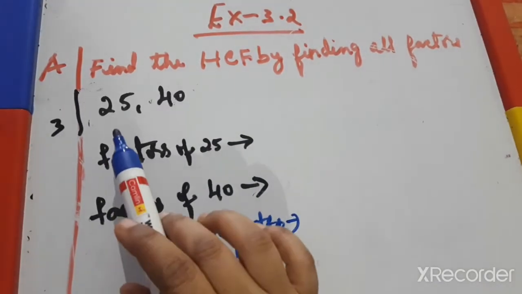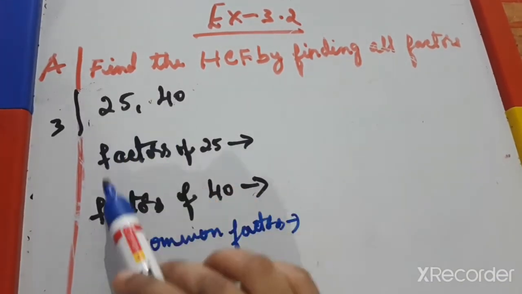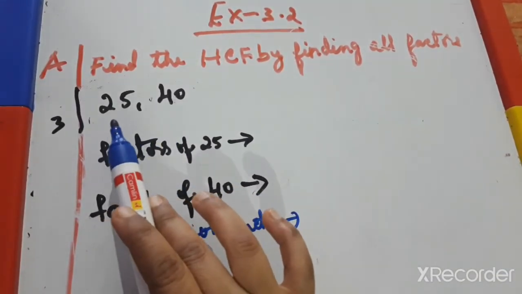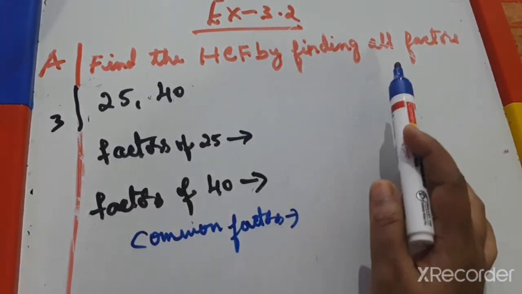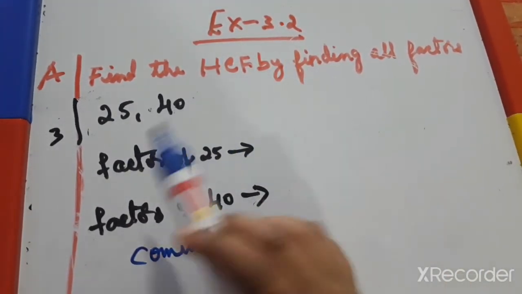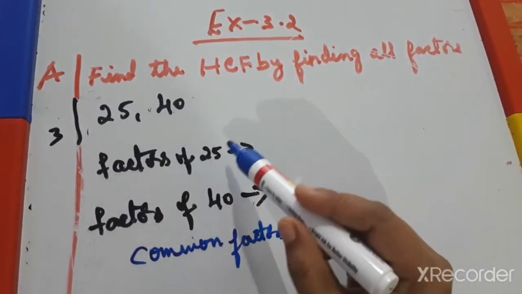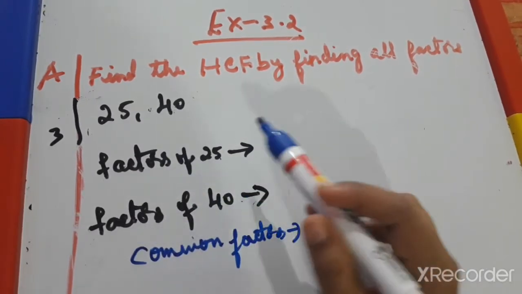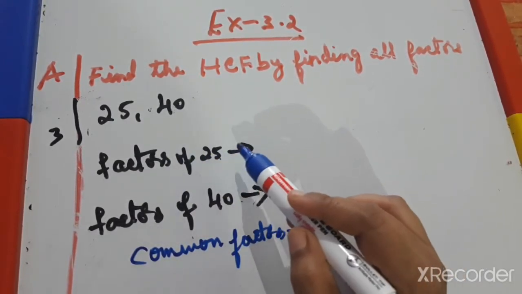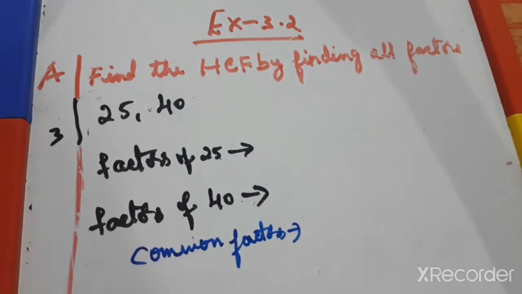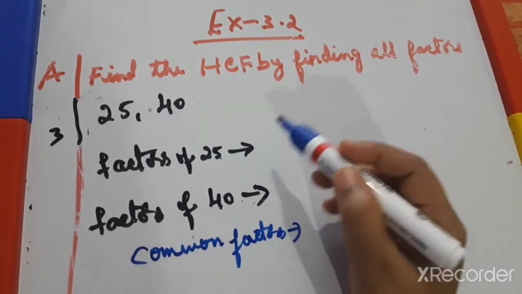Now third question, find the HCF of 25 and 40. Finding factors of each number, we have to find all the factors. So in this method we only have to try. Factors of each number means factors of 25 and factors of 40. Factors of 25 means the tables in which 25 appears. Now we have to write the factors of 25.